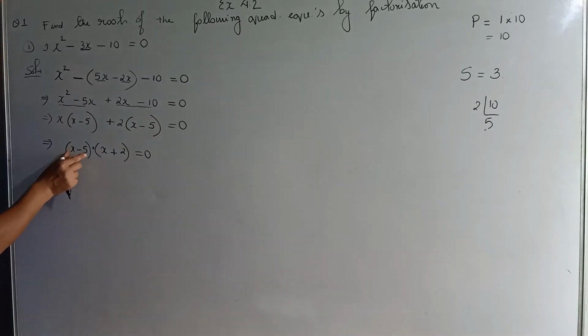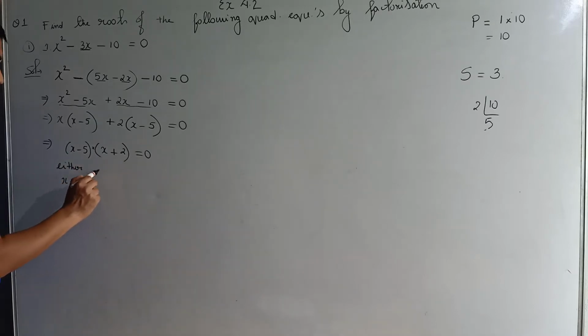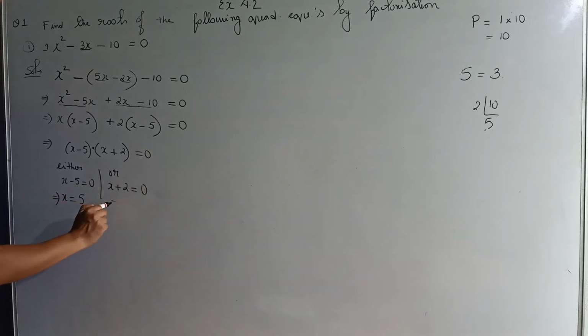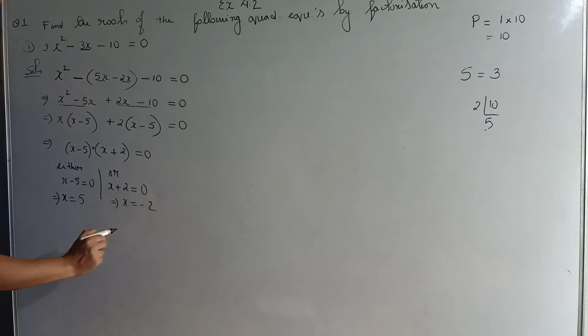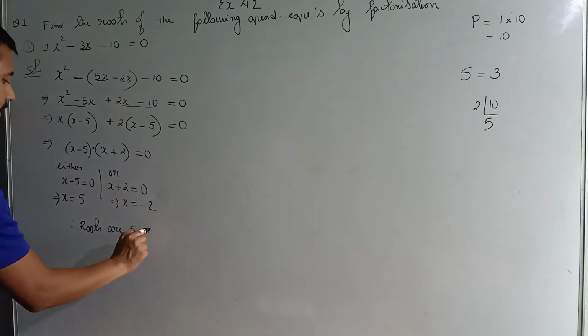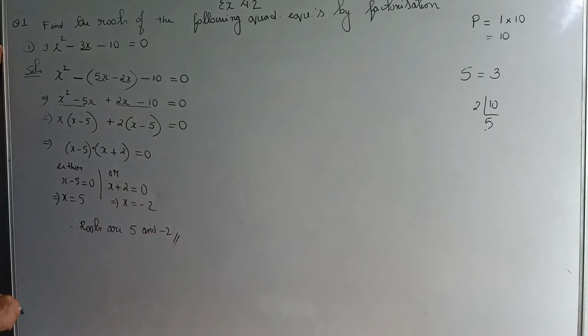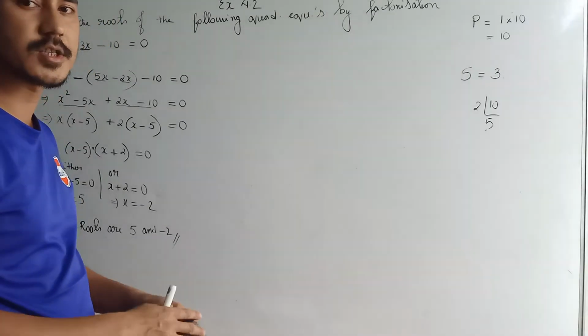So what do we get? Product of 2 terms is 0, means either your first term is 0 or your second term is 0. This gives you x as plus 5, this gives you x as minus 2. Therefore, the roots of your quadratic equation are 5 and minus 2. This method of finding the roots of a quadratic equation is known as factorization.